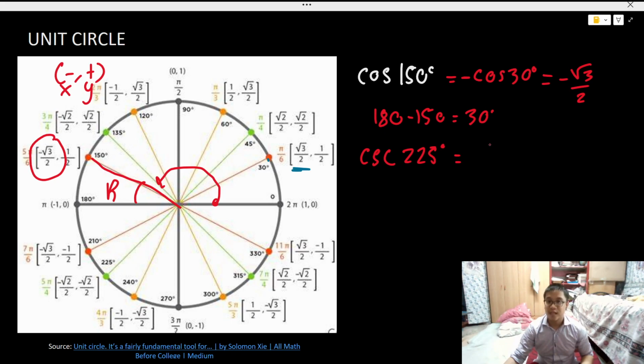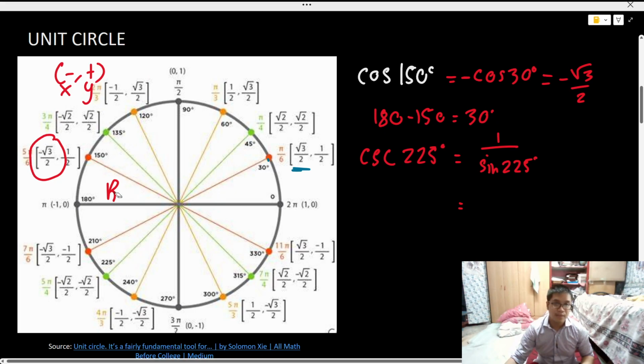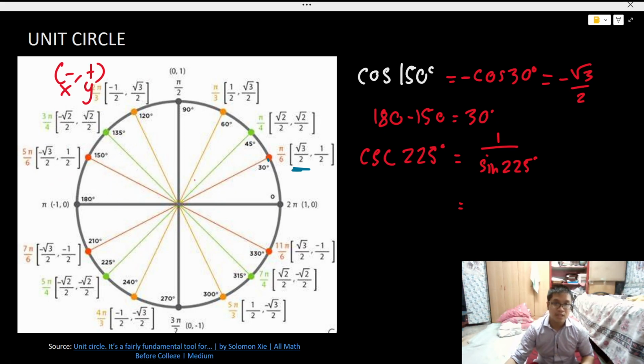Cosecant of 225 degrees. Remember that cosecant is the reciprocal of sine. So it's 1 all over sine. In this case, it's 1 all over sine of 225 degrees. So where is sine of 225 degrees? It is from here going there. So let's find the reference angle here.